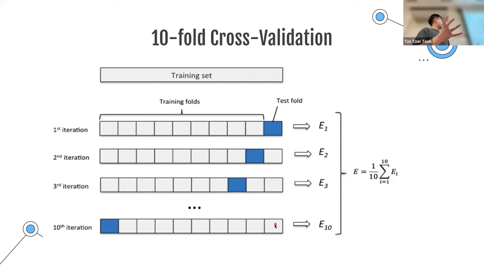In this way, we're actually trying to generalize our linear regression model. At the end of this 10-fold cross-validation, we should have 10 R squared values. With these 10 R squared metrics, we're going to take the average, and that would be how well this model performs on average.